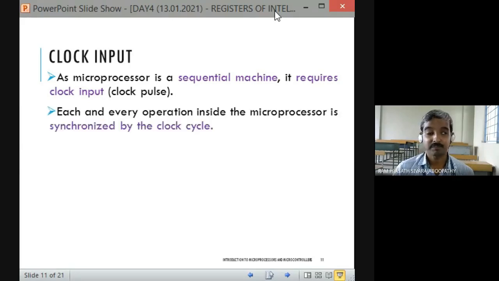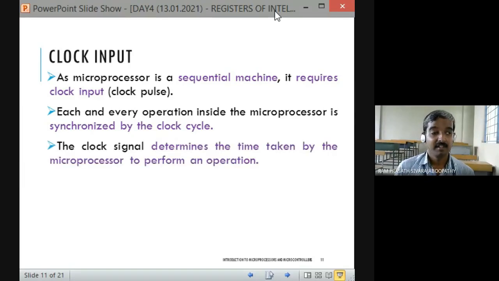Now we will discuss. Each and every operation inside the microprocessor is synchronized by the clock cycle. Okay. So in one clock pulse one operation happens, and in the next clock pulse it has to do the next step. Like that, for every clock pulse or clock cycle, it does an operation step by step, in a sequential way. Clear? So the clock signal determines the time taken by the microprocessor to perform an operation. Clear?